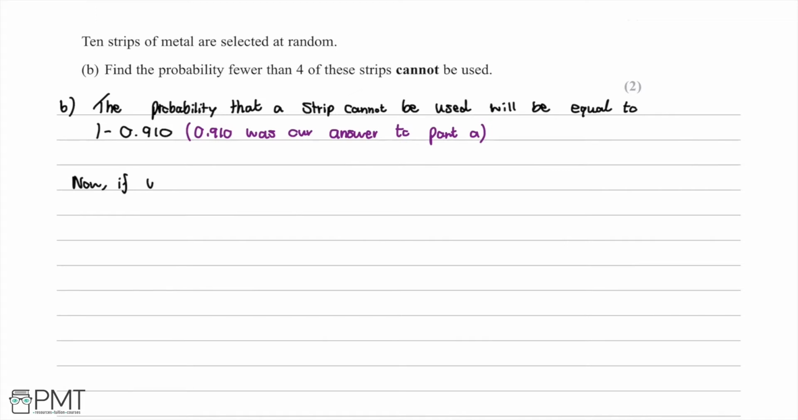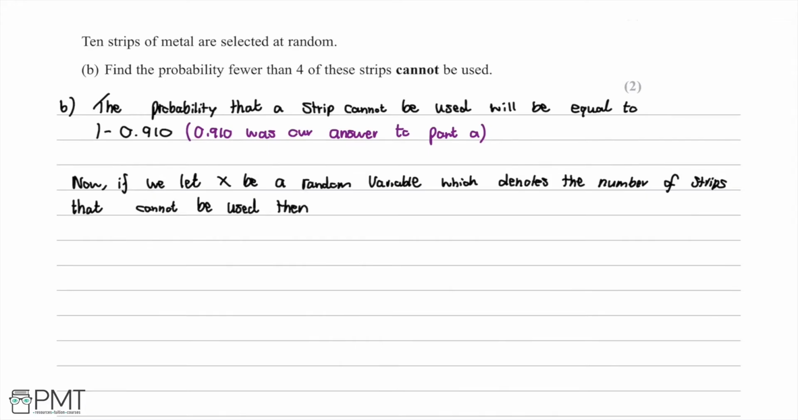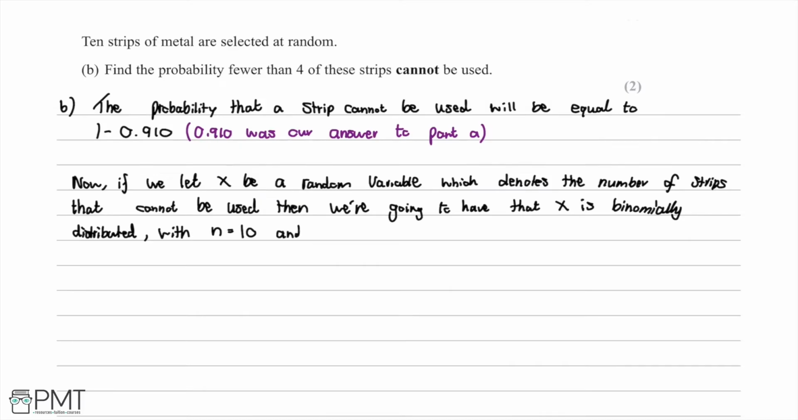So now, if we let x be a random variable, which denotes the number of strips that cannot be used, then we're going to have that x is binomially distributed with n equal to 10, and the probability p is going to be equal to 0.09. And where does 0.09 come from? We have 0.09 is going to be 1 minus 0.910, which is 0.09. So this comes from this part up here. So therefore, writing that in a more mathematical sense, we have that x is a random variable, and it is going to be binomially distributed with n equals 10 and p equals 0.09.